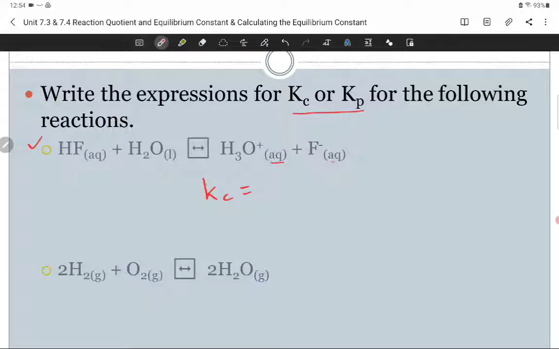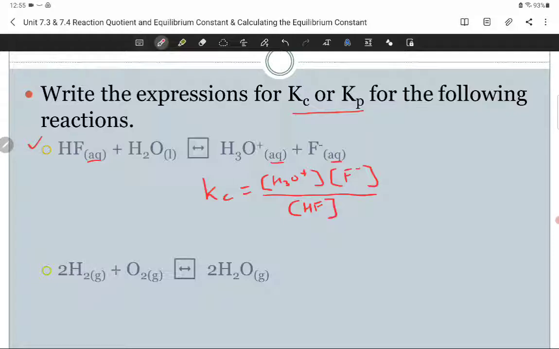So anything that's aqueous has a concentration. Brackets, hydronium, fluoride, and if you look, everything's a 1 to 1 to 1, so I'm not going to really have anything raised to a power. And then HF down here, but no water. Why? Because water is a liquid. It does not have a concentration. So only aqueous items or gases.